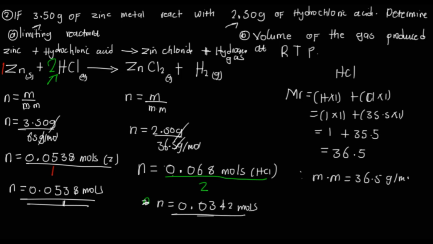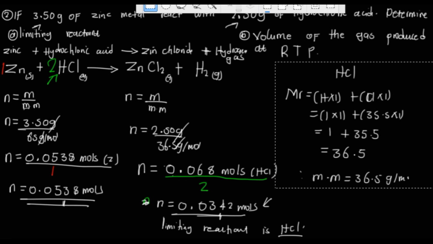Okay. Now upon reaching here, we can see the answer to the first question, the limiting reactant. So therefore, the limiting reactant is hydrochloric acid, and the reason is simple, because 0.03 is less than 0.05, so that is our answer for this part. Now let's move on to the other part.